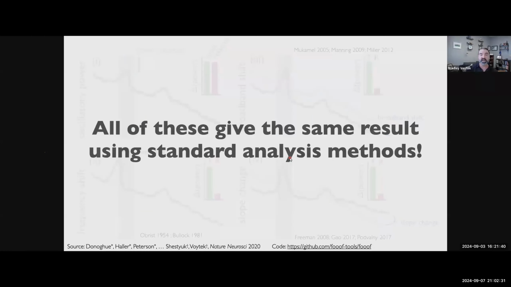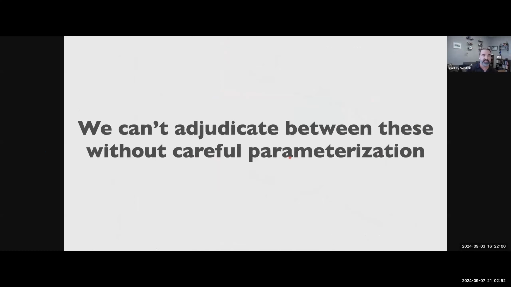In other words, all 4 of these scenarios, which are totally physiologically plausible and can and do happen, will give the exact same result using standard analysis methods if I'm only filtering in my alpha range and using the Hilbert transform to look at the change in analytic alpha amplitude, for example. Very common approach. That is, we can't adjudicate between any of these without more careful parameterization.